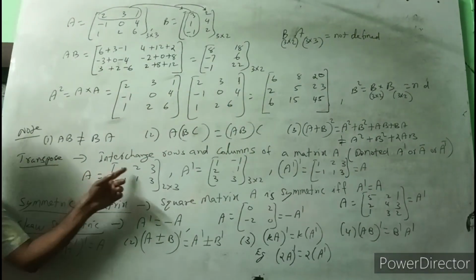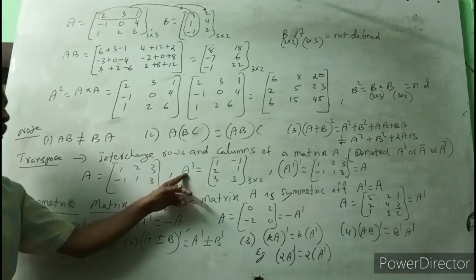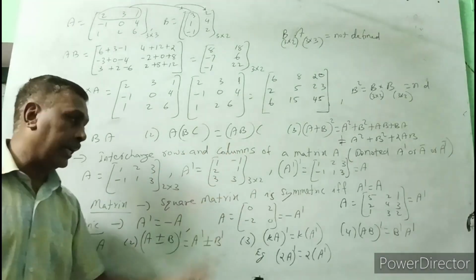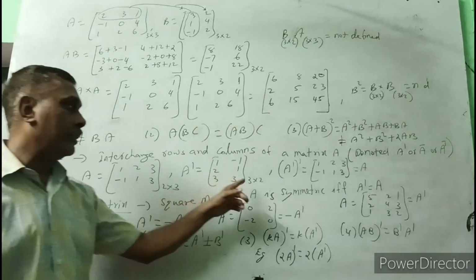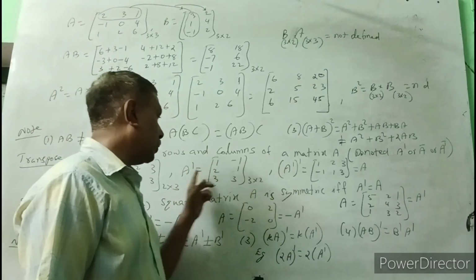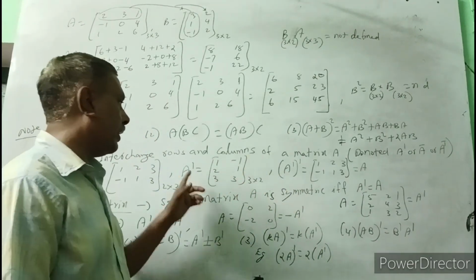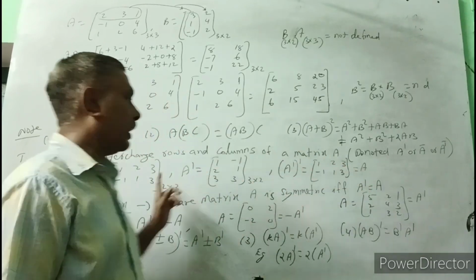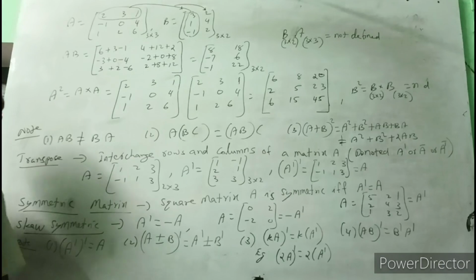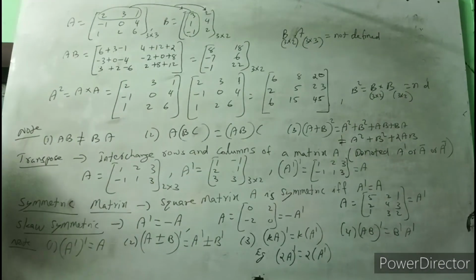Here A is a matrix given: 1, 2, 3, minus 1, 1, 3. So A transpose means this row will come as a column, the second row will come as the second column. It is a 2 by 3 matrix, but the transpose is a 3 by 2 matrix. If you are finding the transpose of the transpose, continuously if you are taking any transpose, you will get the starting matrix back. If you are again interchanging row and column, you will get the original matrix back. So transpose of the transpose is the same matrix.